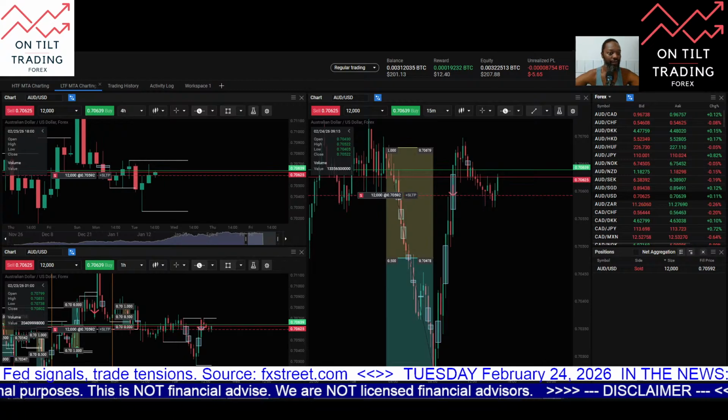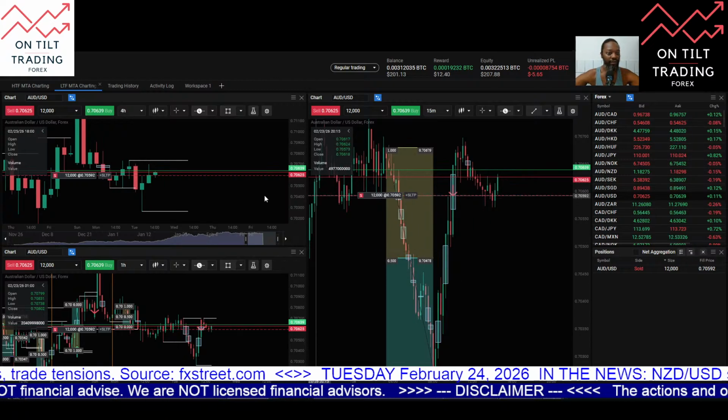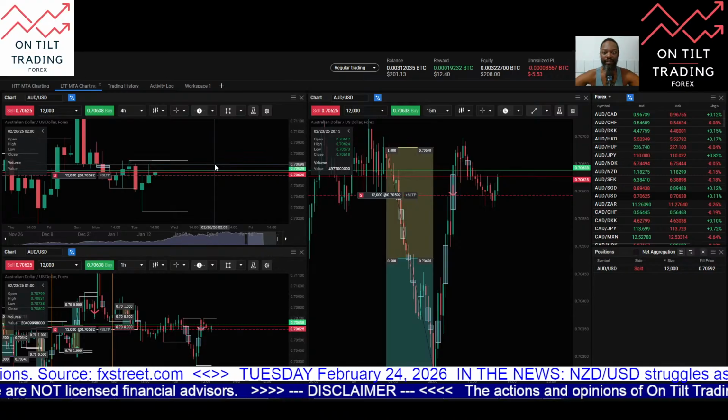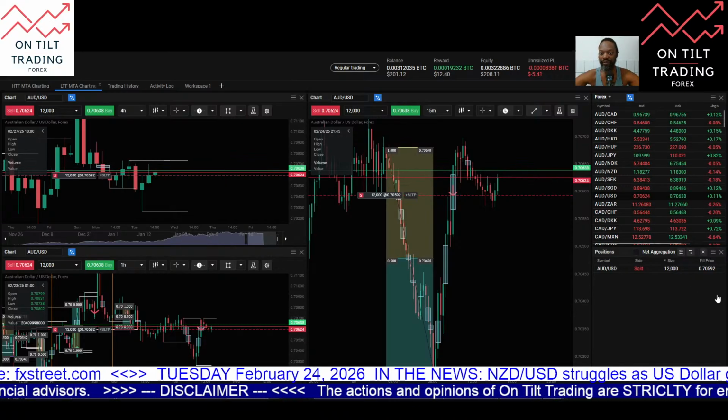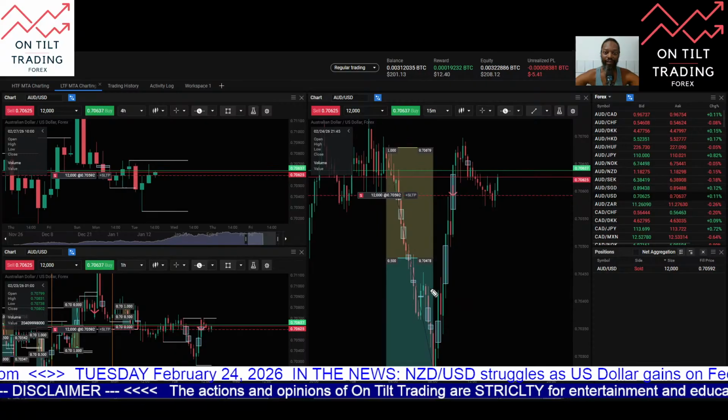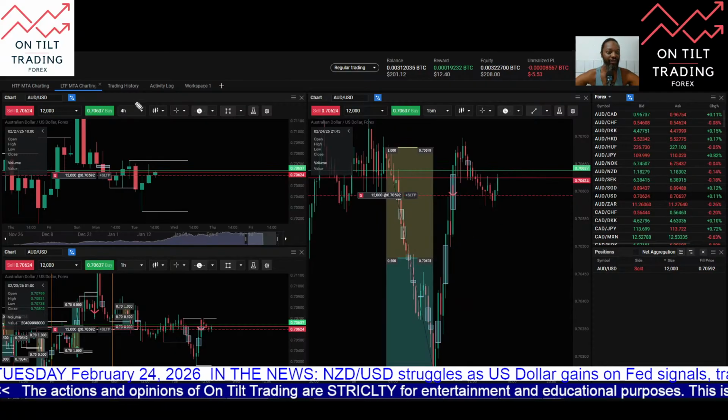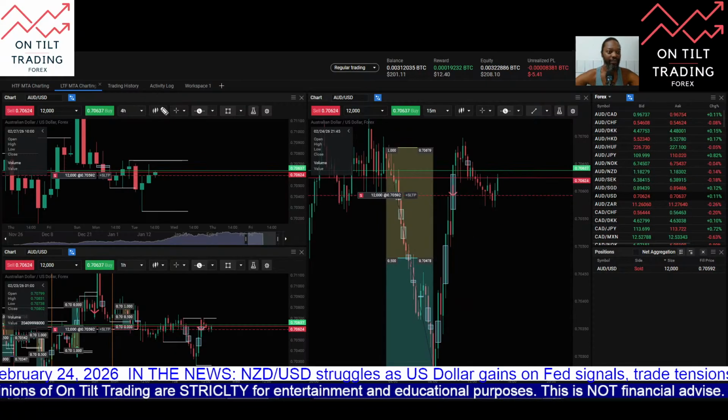Currently short in Aussie dollar. It has pretty much done nothing since I got in it, except stay above my entry level. I'll walk you through what I have trading top down.